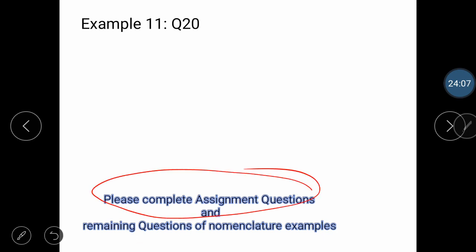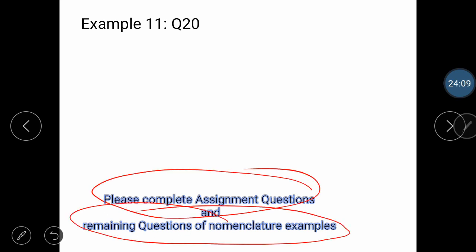So last one. Before I do the last one, I want to tell you, please complete the assignment questions and the remaining questions of nomenclature in the worksheets. You will be mastering nomenclature if you are thorough with these complexes. Okay. Question number 20, last one.